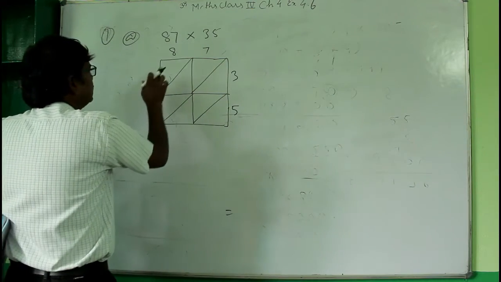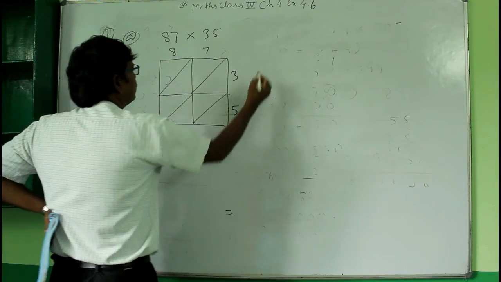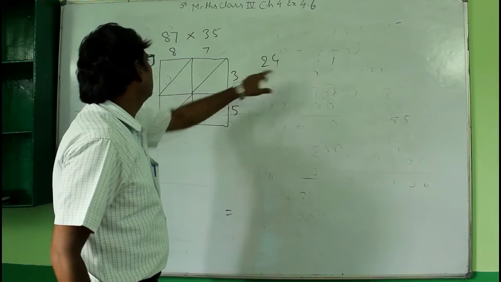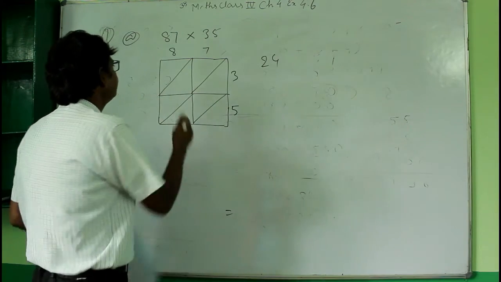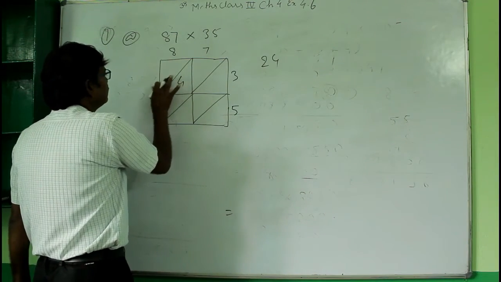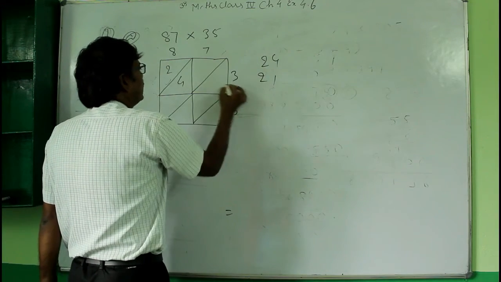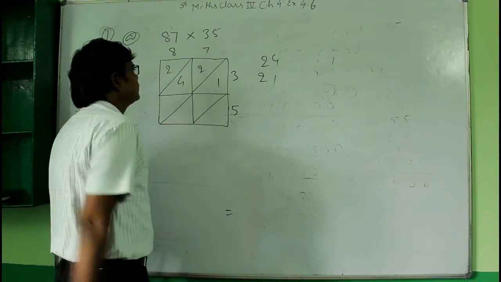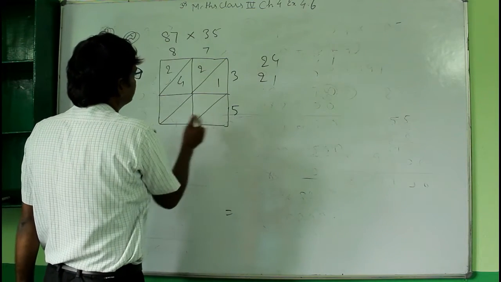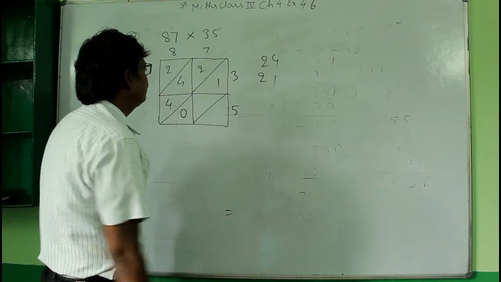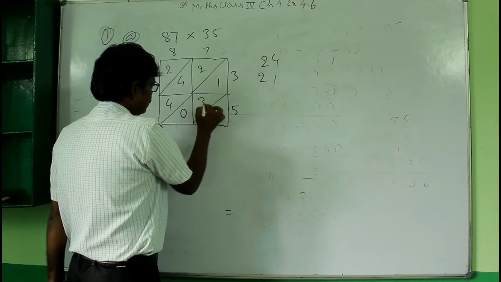Now multiply this. 8 times 3 is 24, so write 4 here and 2 here. Then 7 times 3 is 21, so write 1 here and 2 here. Similarly, 8 times 5 is 40, so write 0 and then 4. Then 5 times 7 is 35, so write 5 and here 3.